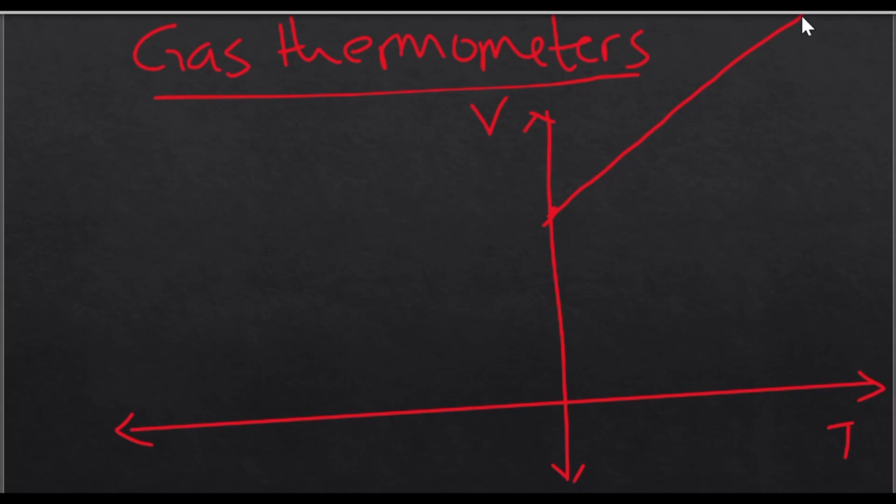But there is something interesting. When we extend to the negative temperatures and extrapolate to see what the intercept on the t-axis will be, we find that the value at the intercept on the t-axis is negative 273.15 degrees Celsius.